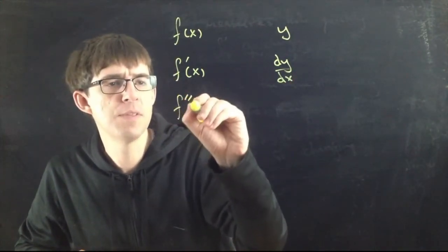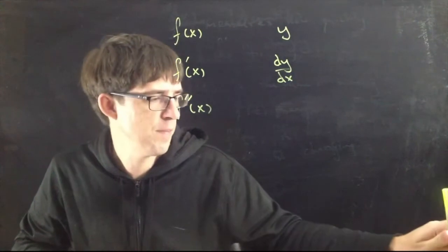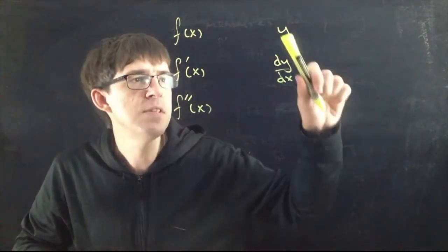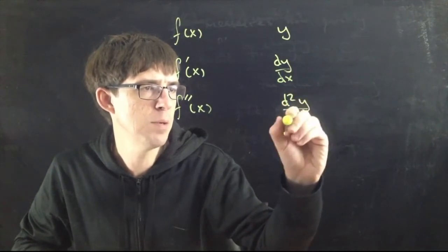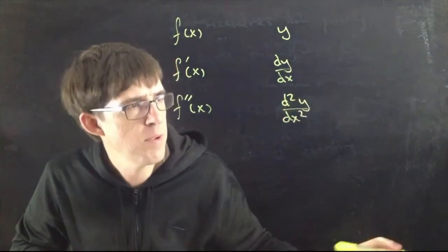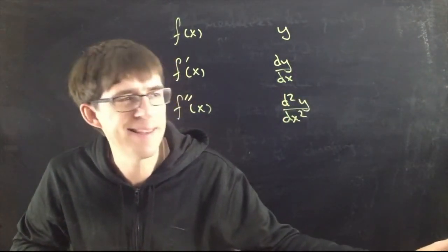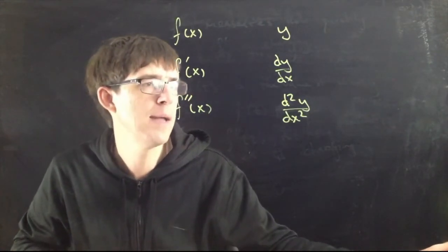So, like we said, the second derivative is f double prime. I write it that way. In this style, the way you write the second derivative, this is a little weird, and I don't really want to get into it, but the way you write the second derivative in that style is like that. d squared y dx squared.